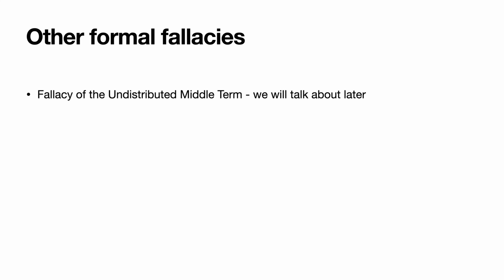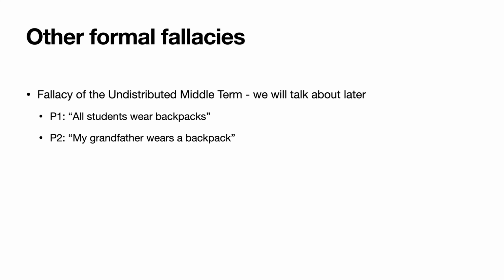Now, there are other types of formal fallacies that can often be derived from these basic ideas. And one is, for instance, the fallacy of the undistributed middle term, which we'll talk about later. This can often be reduced to an argument that either affirms the consequent or denies the antecedent. But an example of this would be like, for instance, premise 1, all students wear backpacks. Premise 2, my grandfather wears a backpack, therefore my grandfather is a student. This is wrong once again because you're not saying all students wear backpacks and all backpack wearers are students. So once again, you get that affirming the consequent where you flip the implication there.